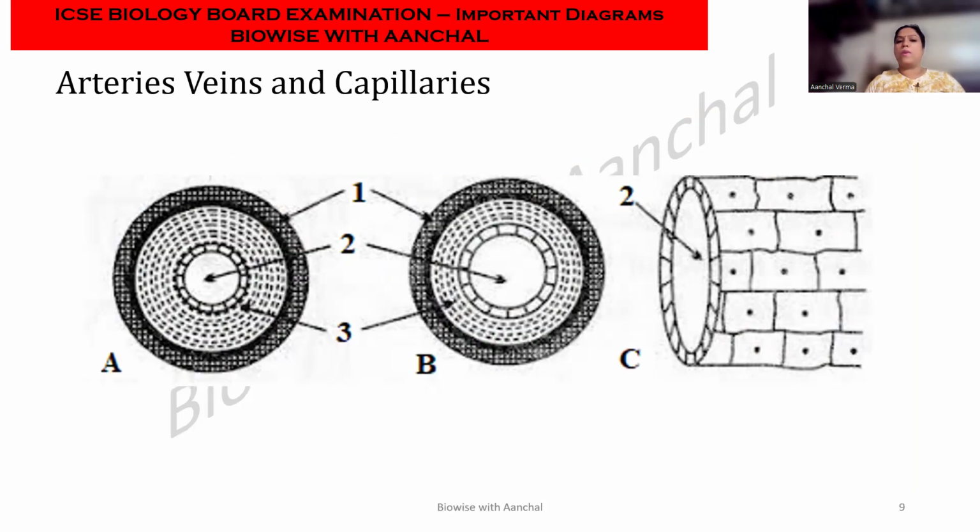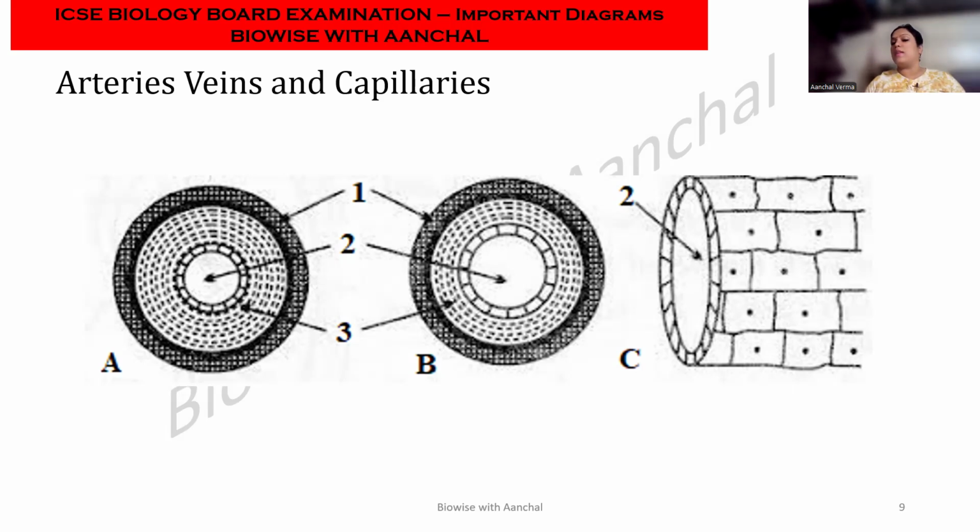Then you have arteries, veins, and capillaries. Write in the comment section what is 1, 2, and 3. Okay, 1, that is the outermost layer. What is the name given to it? Third one, what is A? A is an artery, B is a vein, and C is a capillary.